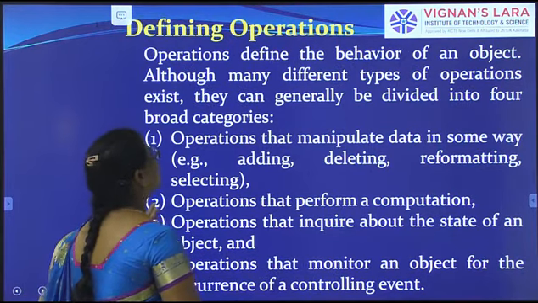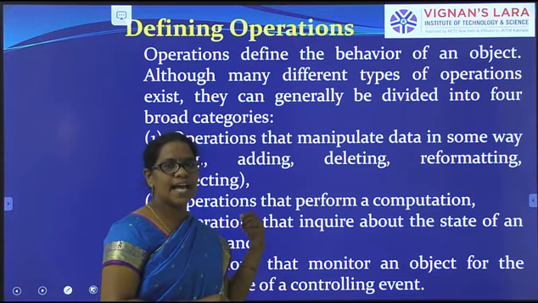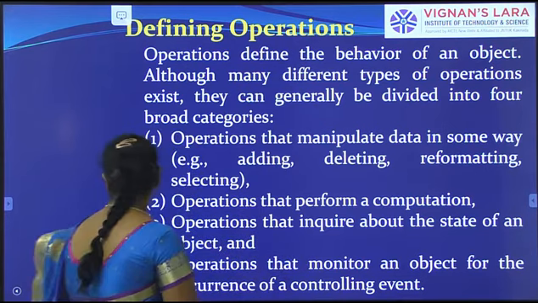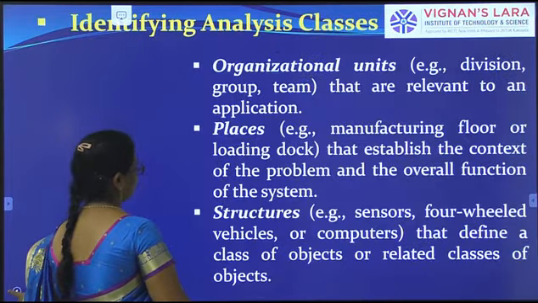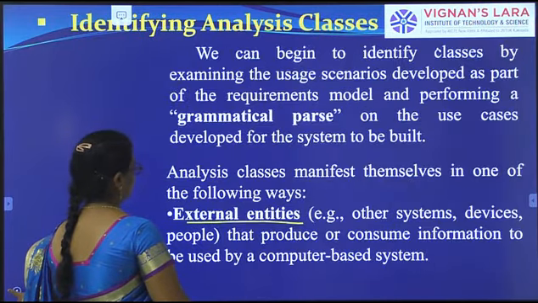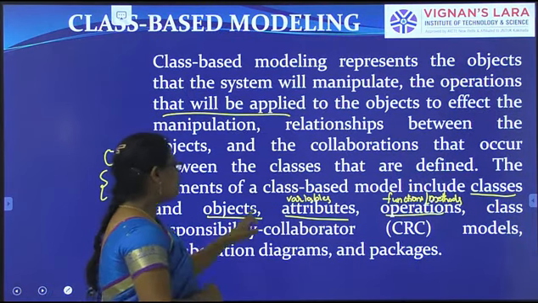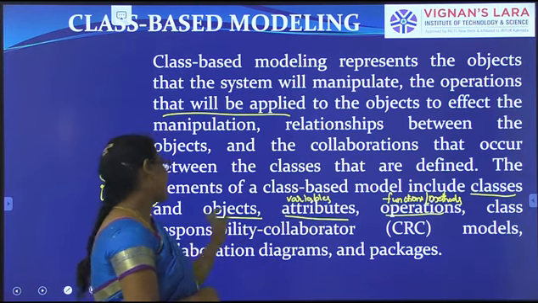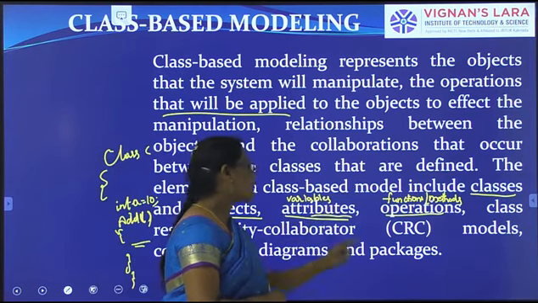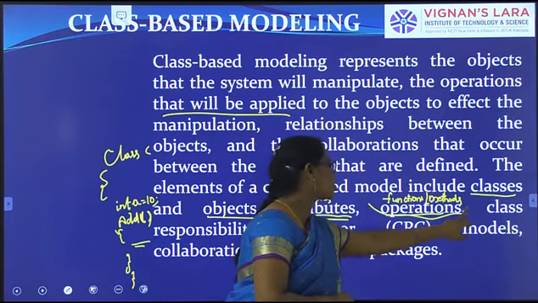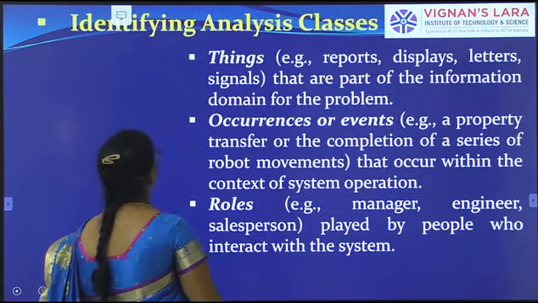And next, what are operations? In the class diagram we have seen some of the sets. Let us go through that. Here we said that we include classes, objects, attributes, and operations. We have seen classes and objects, and also the attributes. Now we are going for the operations. So that is the topic we are seeing now.